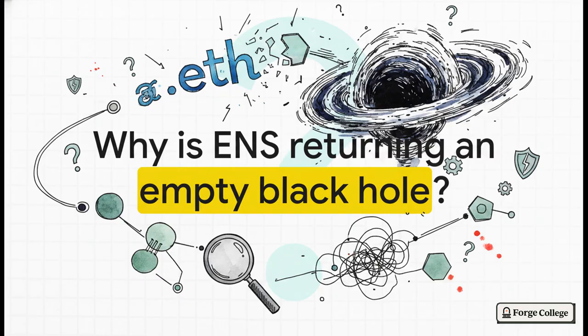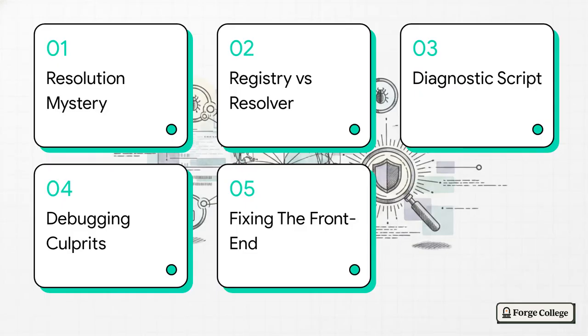Let's figure it out. Here is our detective's blueprint for today. First, the resolution mystery. Second, our suspects, registry versus resolver. Third, the diagnostic script. Fourth, common debugging culprits. And finally, number 5, fixing the front end.